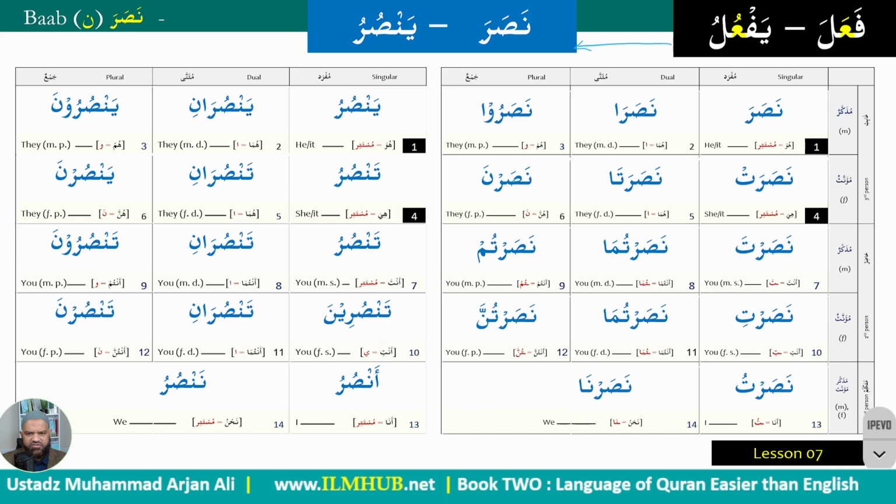We're going to name the whole lot of them after this pattern, which is very easy to memorize. So again, noon for short, and the Baab we're going to call Baab nasara. Let's quickly go through the conjugation of this Baab.